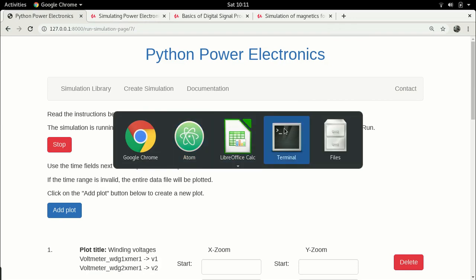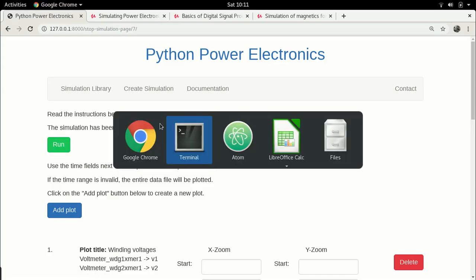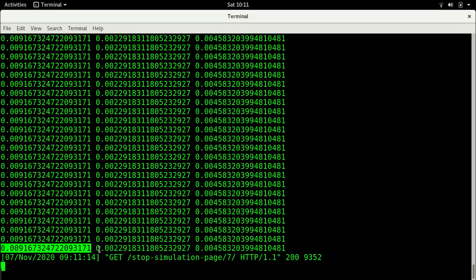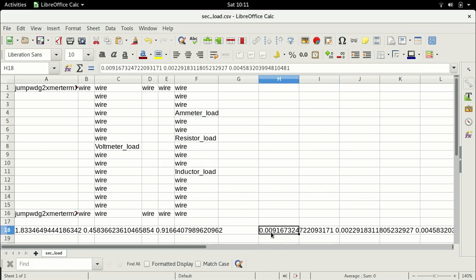Let's go back to the command line. We see it's working. Let's go back to the web browser, stop the simulation, come back to the command line and copy these results. So I go back to the Excel sheet and I paste it here, right?